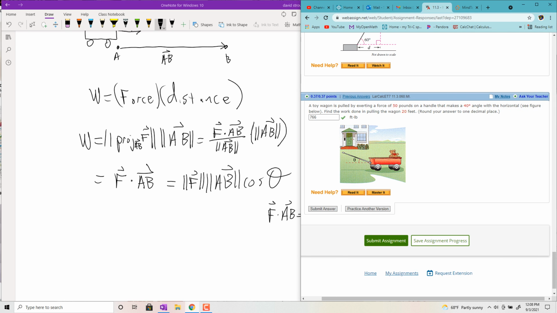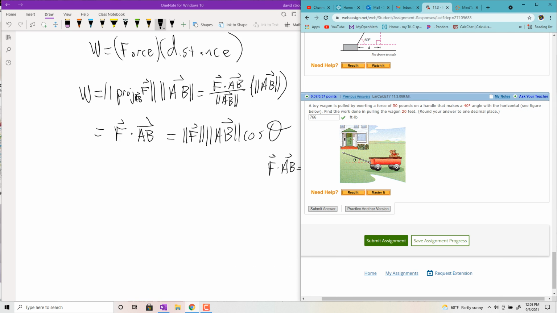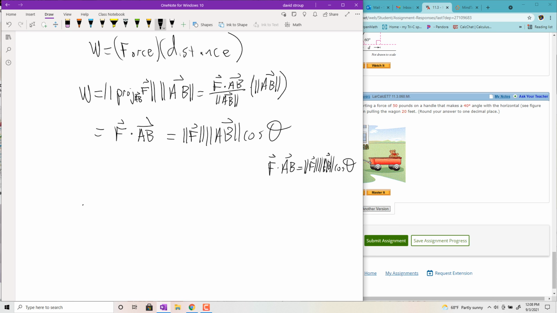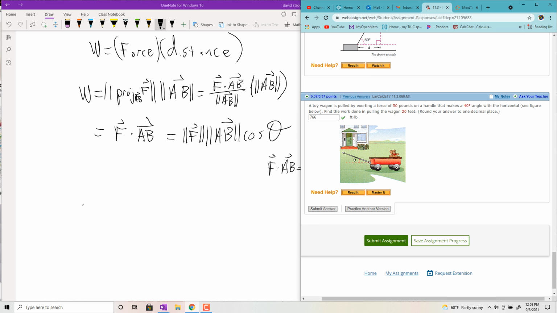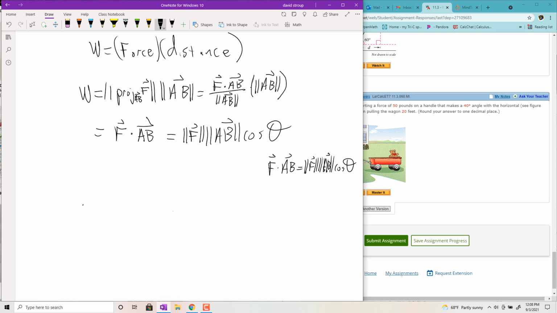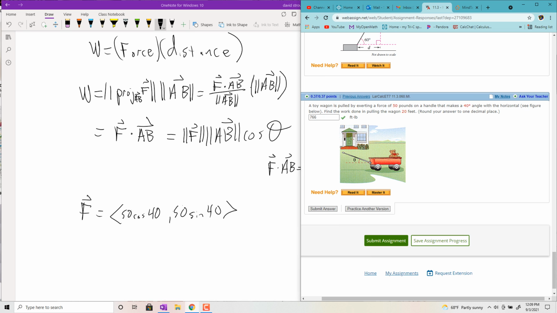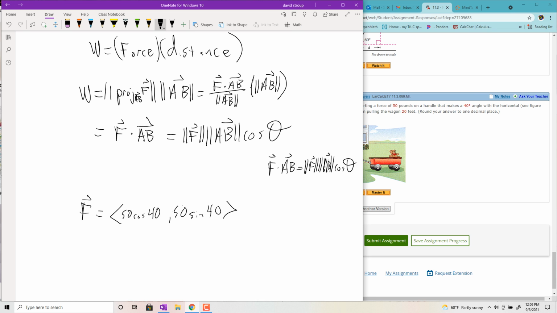So let's try the toy wagon problem. The toy wagon is being pulled by a force of 50 pounds, making an angle of 40 degrees with the horizontal. So we could get our force vector to be 50 cosine 40, comma 50 sine 40. Then find the work done in pulling the wagon 20 feet.